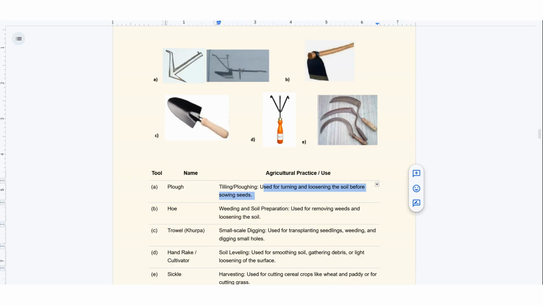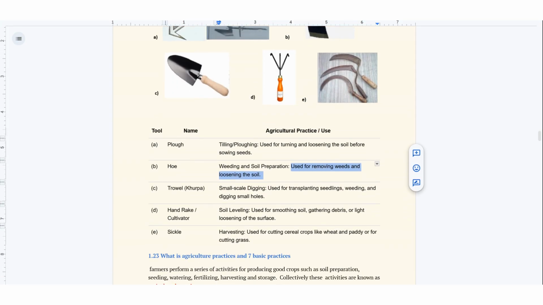It is only a small patch of land, so there is no need of using heavy machinery or tools. With this, you can remove that. You can also loosen the soil for a certain amount of land, not on a large scale. So the words to remember: weeding and soil preparation. Then you elaborate: used for removing weeds and loosening the soil.